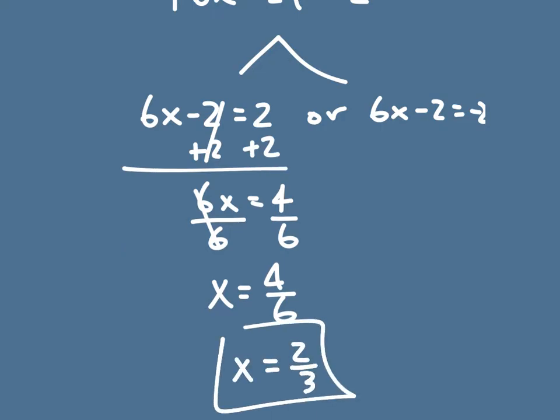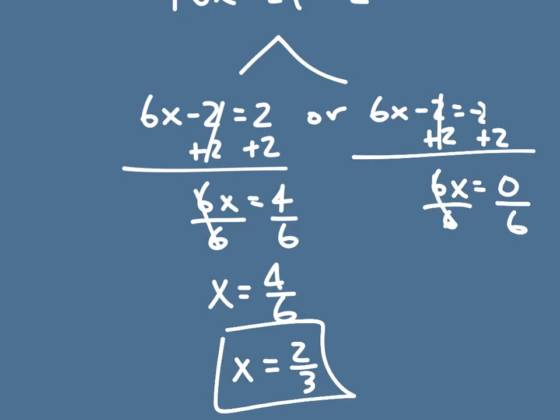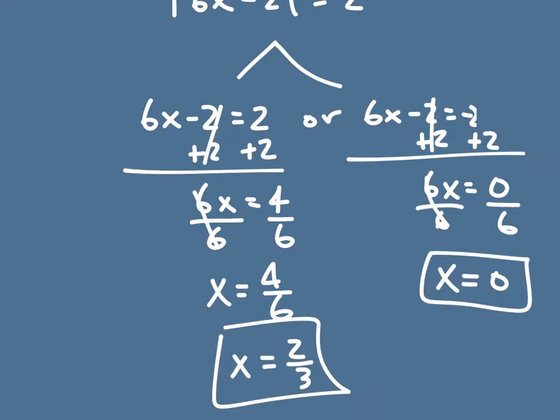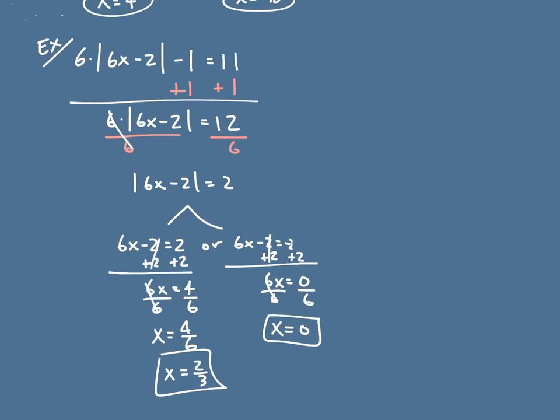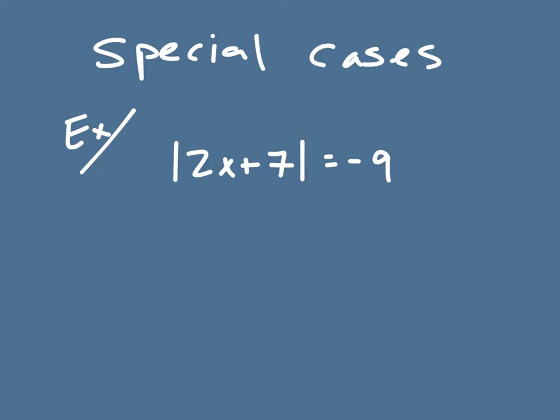In the other one, I want to add 2 to both sides. So we've got then 6x is equal to 0. Divide by 6 on both sides. 0 divided by 6 is going to give us 0. And those are our solutions for a problem like this, okay? The next example that I want to talk about is where we have special cases.